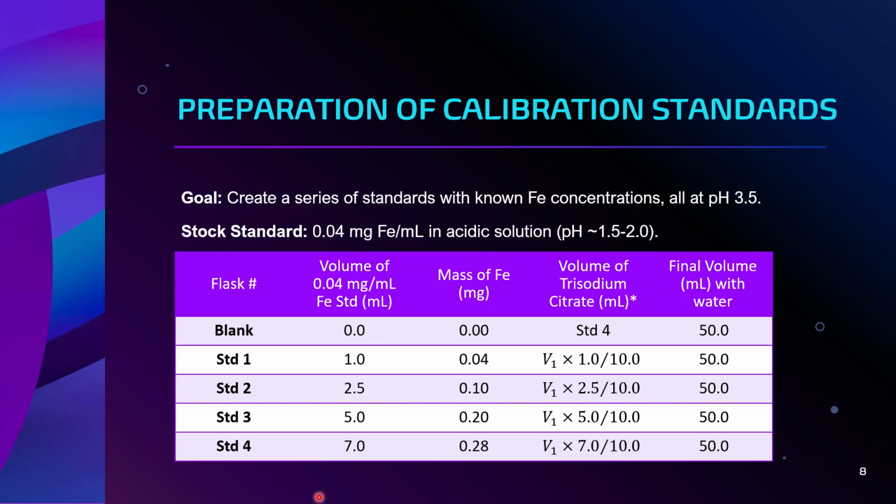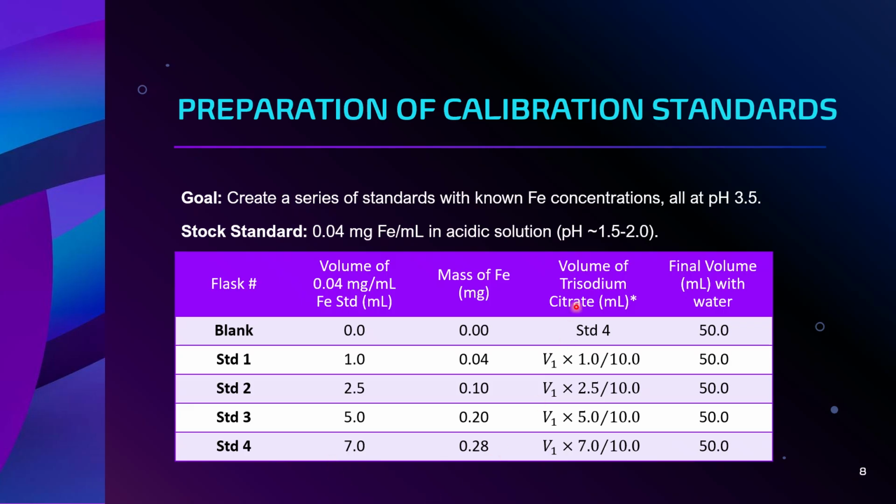This slide shows you how to prepare your reagent blank and the standards that will be used to determine the concentration of iron in your vitamin tablet. In your 50 ml volumetric flasks, if you are going to make the blank, you will not need any iron, so you do not add any iron standard into the blank. When you want standard number 1, you add 1 ml of iron standard, and then 2.5 ml, then 5.0 ml, and then 7.0 ml of the iron standard that will be given to you on the day of performance.